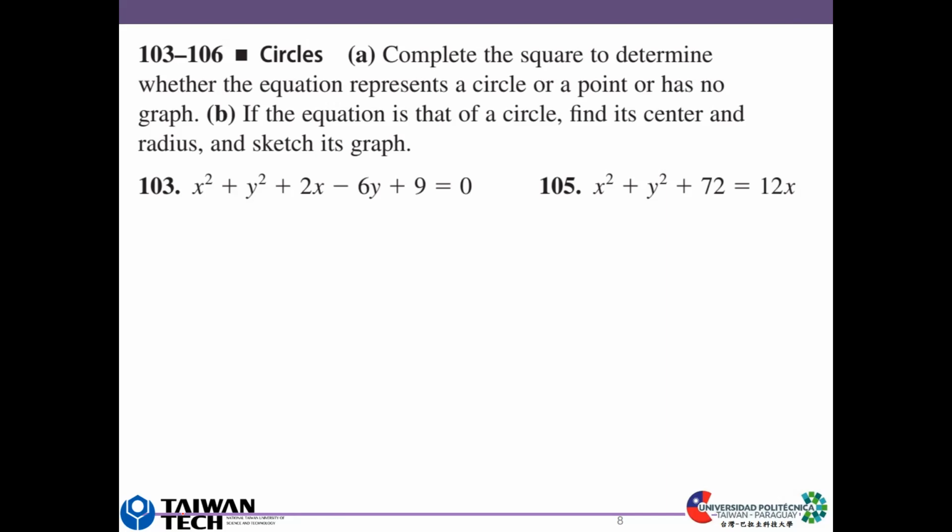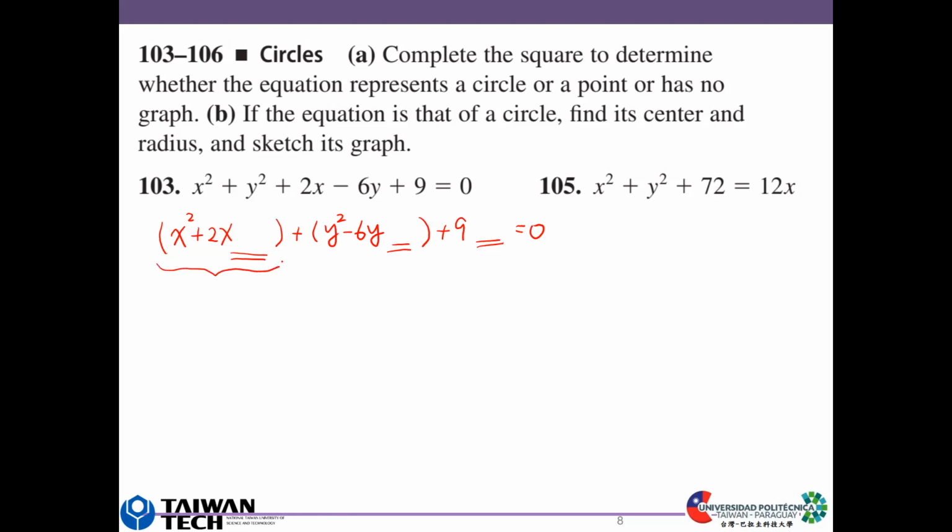And so we need to make a square. So first we focus on x. So we have x squared plus 2x. We want to make this a square, but we leave this as a blank, plus y squared minus 6y. We leave here as a blank, plus 9. And we leave this blank equals 0. So we rewrite the equation to this form.